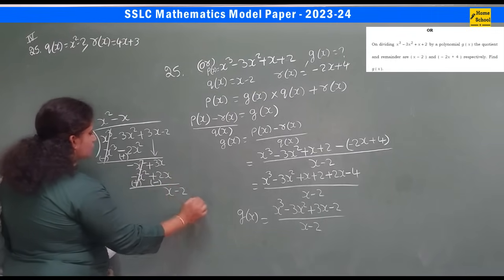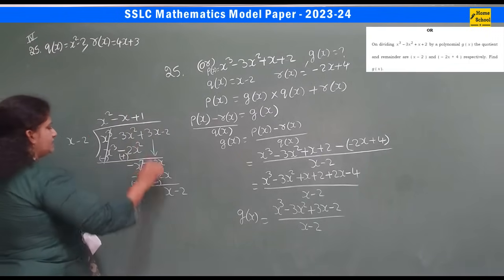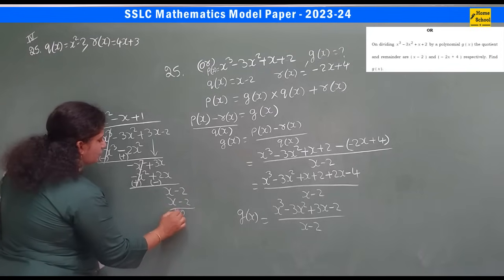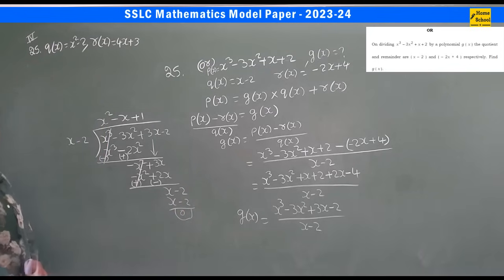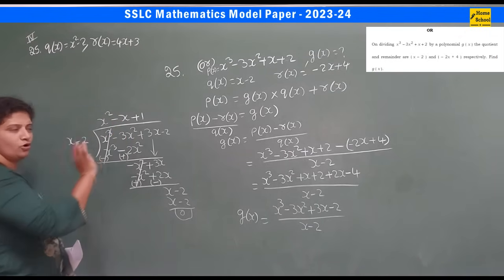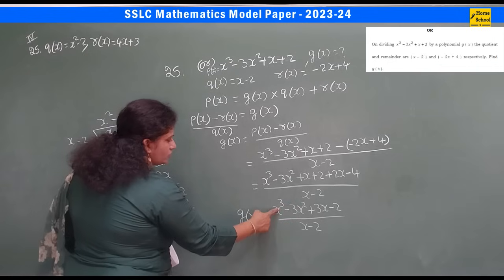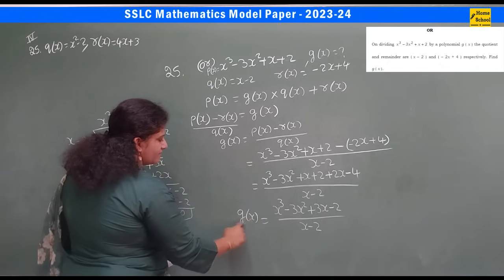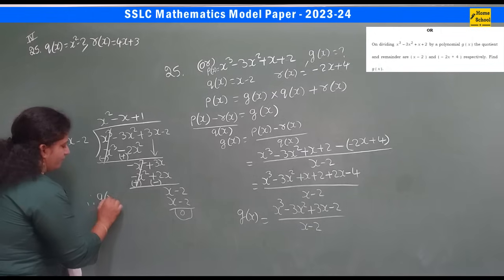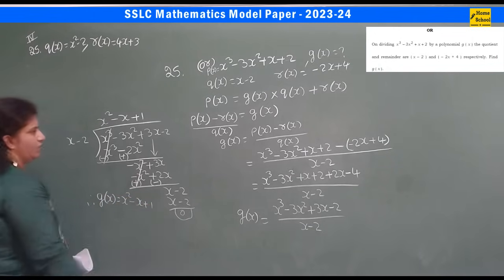Drag this minus 2 down. And again x by x is 1, plus 1. With 1 if you multiply, it will be x minus 2. So therefore, we got the remainder 0. And the quotient we got is not q of x value. The quotient, if you divide these two, is the value of g of x. Therefore, finally g of x is equal to x square minus x plus 1.